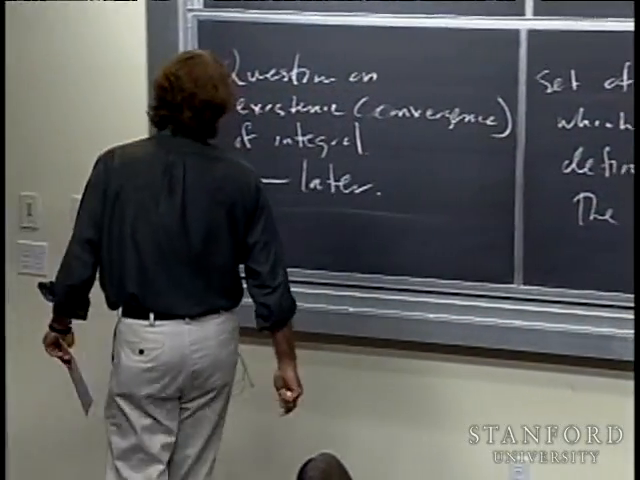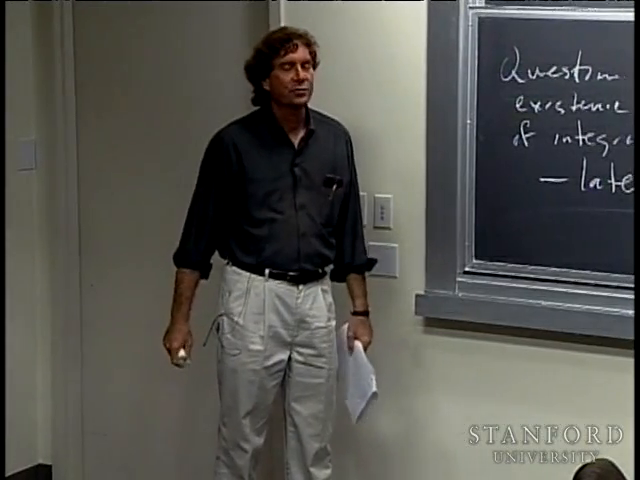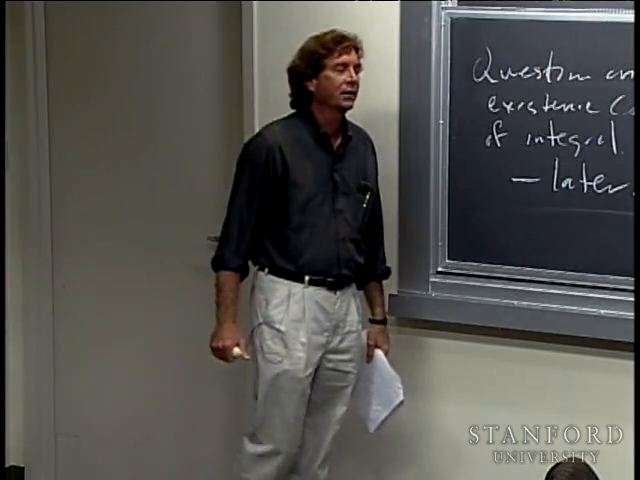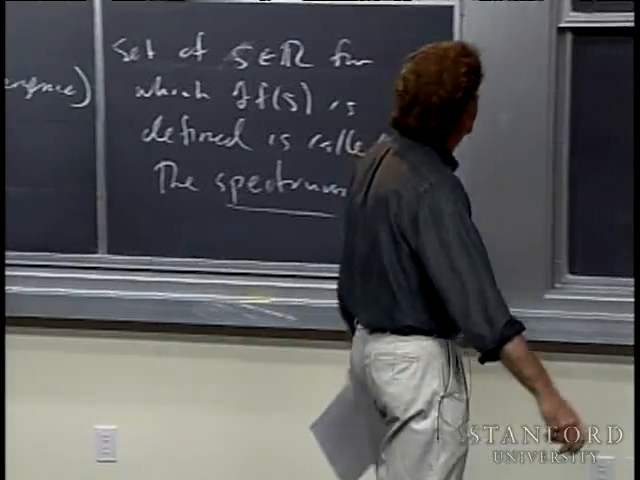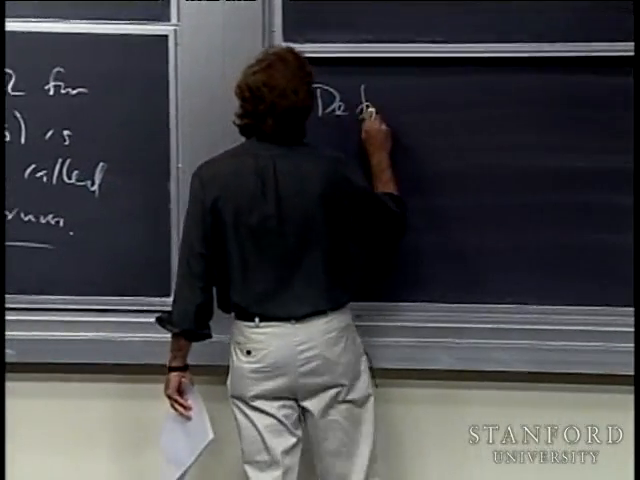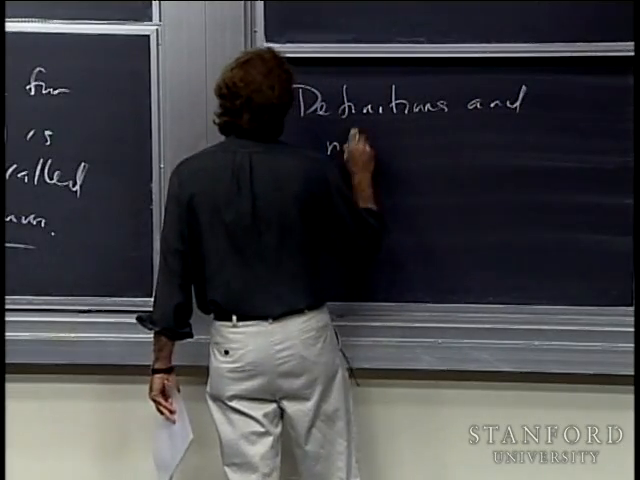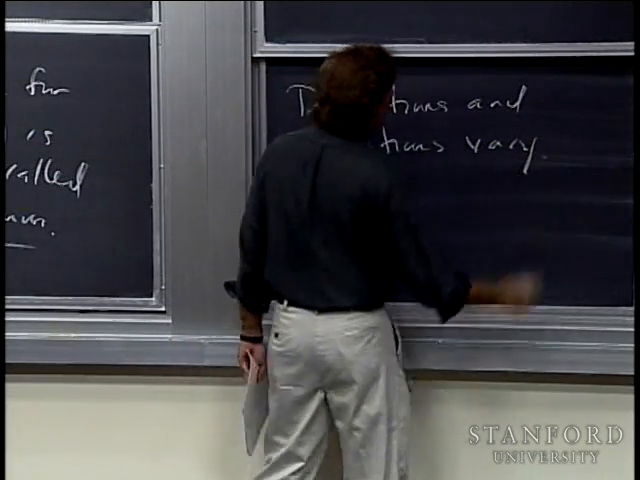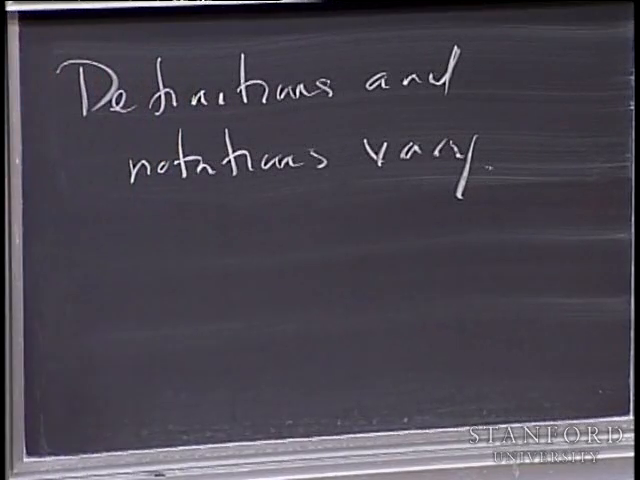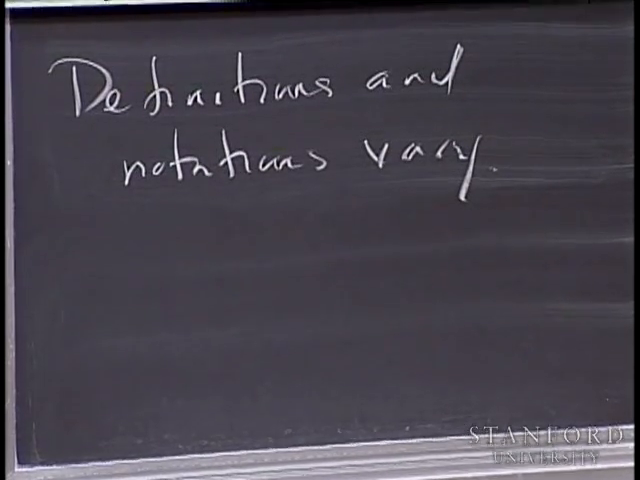Now, the other thing I wanted to say is that our definition of the Fourier transform and the notation I'm using for the Fourier transform is not universal. Matter of fact, there is no universal definition or universal standard notation for the Fourier transform. So definitions and notations vary. You should be aware of this. And no single notation is perfect. Different notations are useful in different contexts.